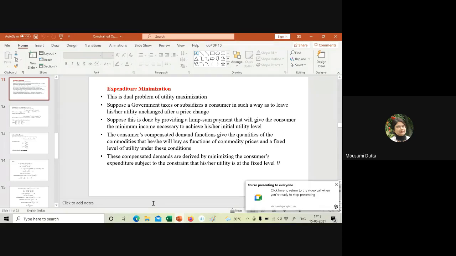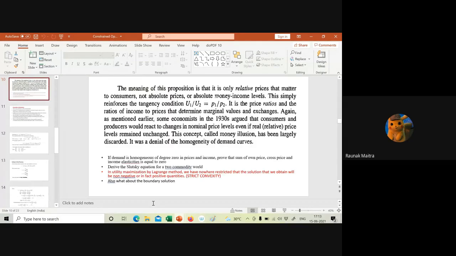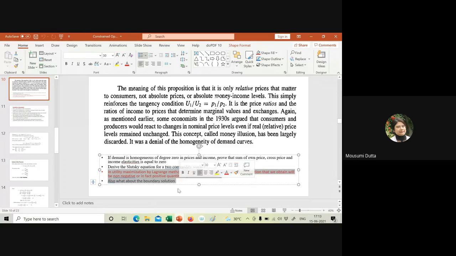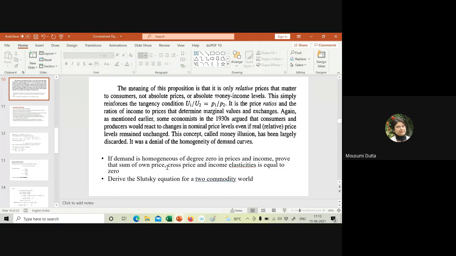Okay, so in your last semester in the mathematical economics course, I think you solved the exercises based on homogeneous functions. So does everyone have an idea about the homogeneous function, homothetic function? Yes, ma'am. Okay. So if demand is homogeneous of degree 0 in prices and income, prove that the sum of own price, cross price, and income elasticities is equal to 0. This you did in your last semester? Yes, ma'am. Okay.